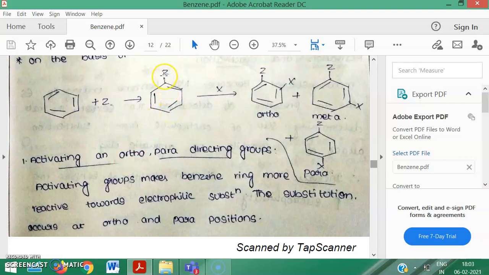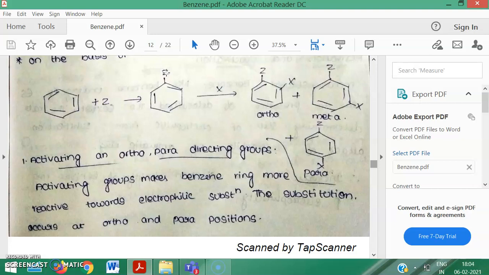And if deactivating groups are present, what happens? They take electrons from the benzene, so the ring doesn't have many electrons and doesn't readily undergo electrophilic substitution reactions. That's why it is deactivated. Electron donating groups are like the alkyl group CH3, OH, NH2. O has 2 lone pairs of electrons, N has 1 lone pair of electrons. These are the electron activating groups: alkyl group, OH group, NH2 group. These are the activating groups.